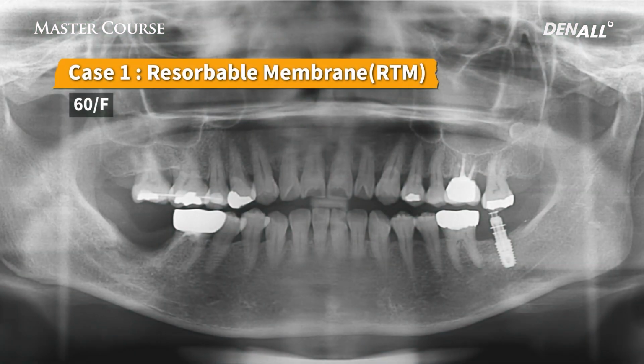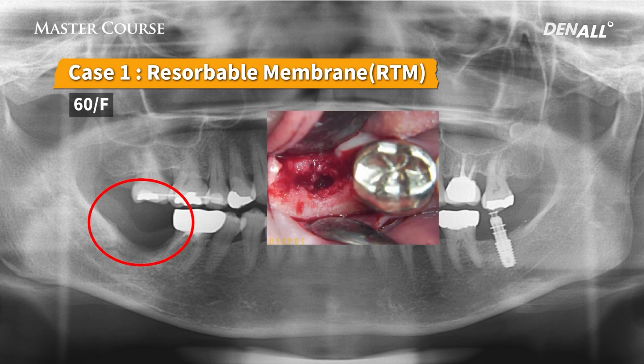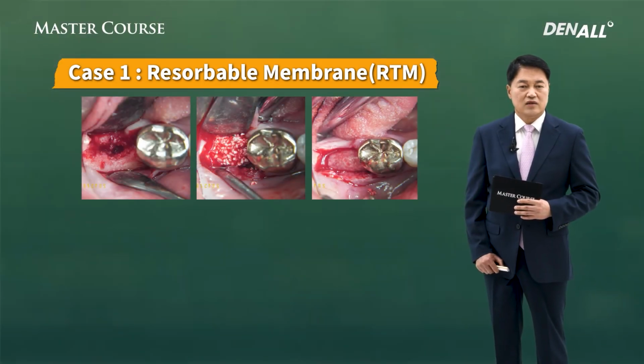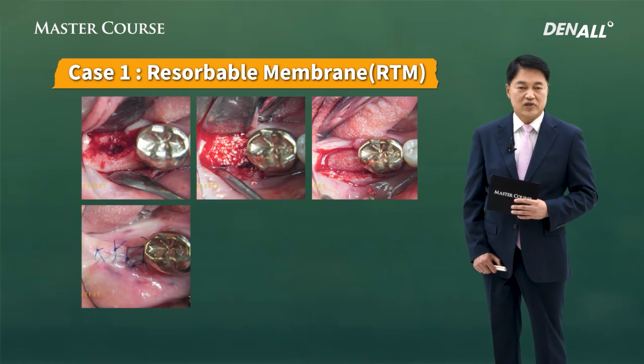A 60-year-old female patient, number 47. After extraction, bone resorption was severe, and it was difficult to place an implant. When I opened the flap, the bone defect was severe and vertical augmentation was required. I used SureOss, and after that I used a membrane. I used a resorbable membrane here, and suture was done.